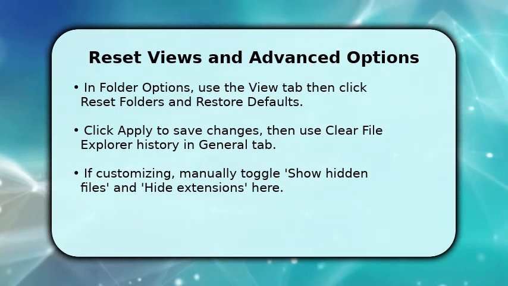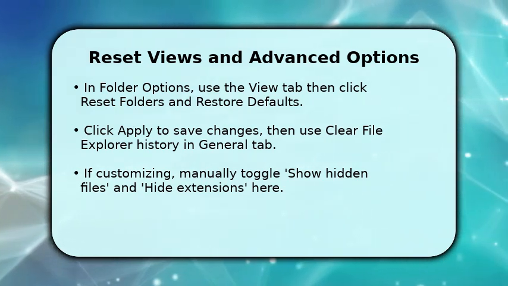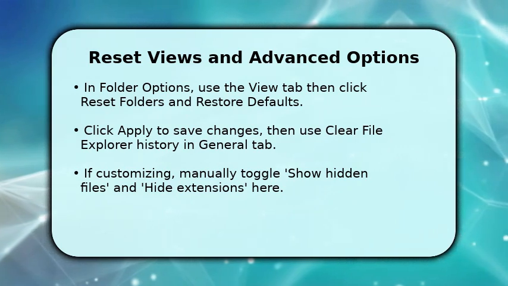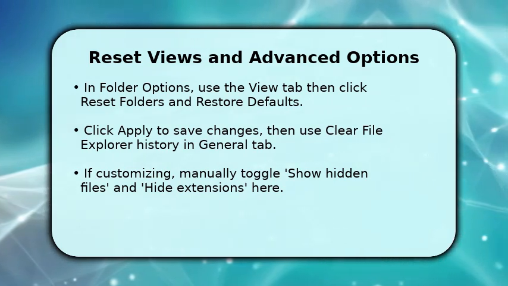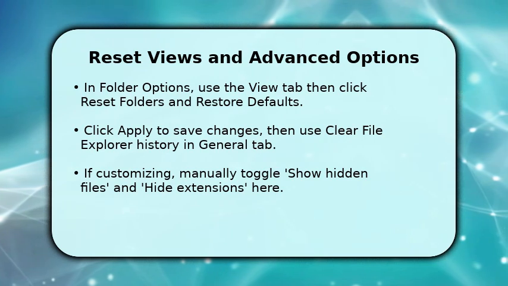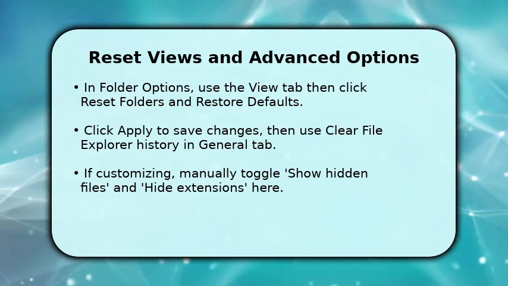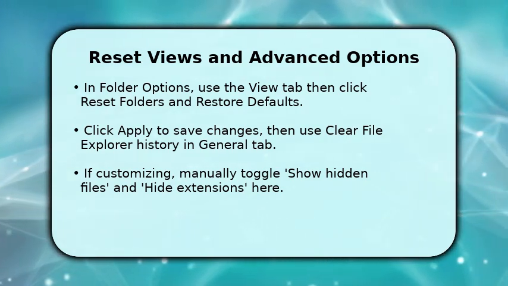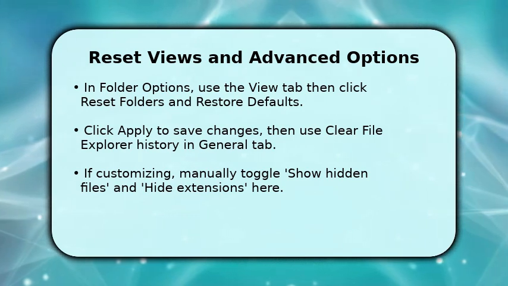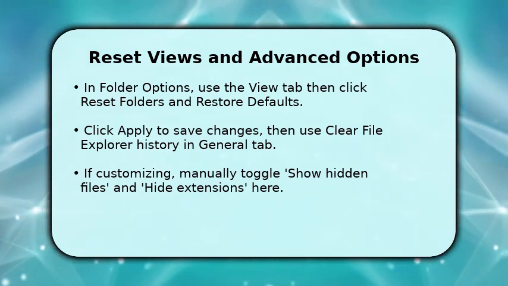After that, switch to the General tab and click Clear File Explorer History to remove cached folder paths. This prevents old settings from reappearing. Make sure to apply each change. If you need specific behavior, manually toggle Show Hidden Files or File Extensions now and hit Apply once more.